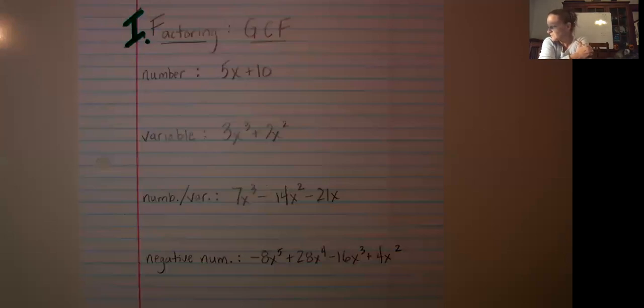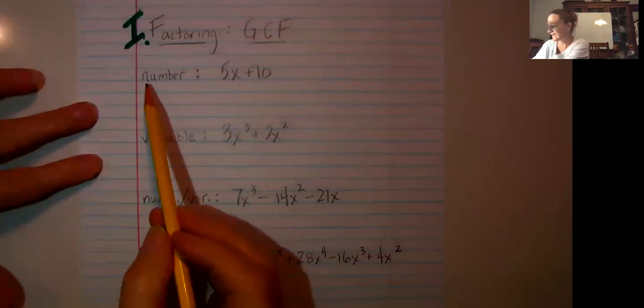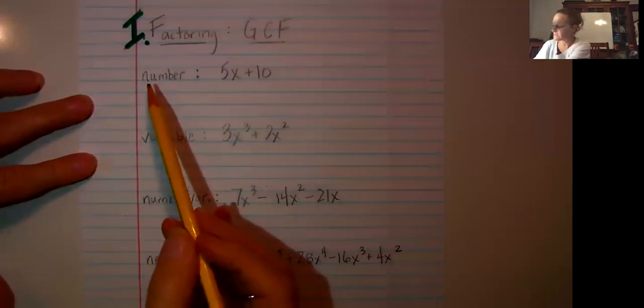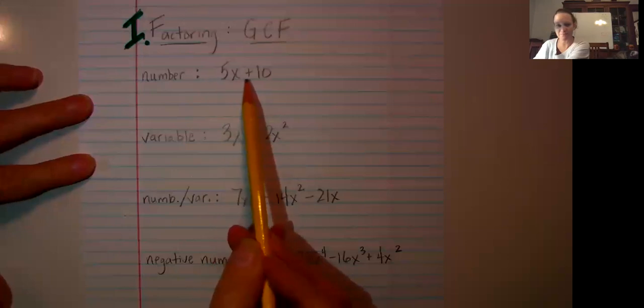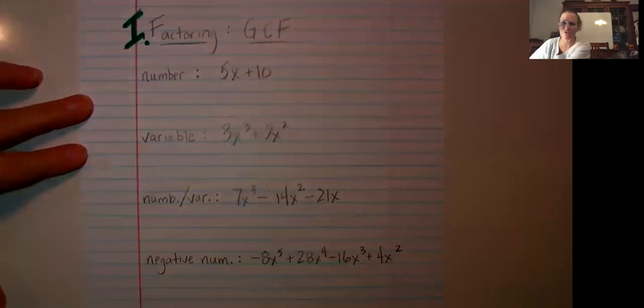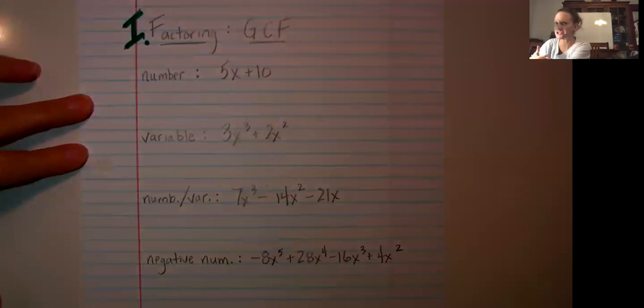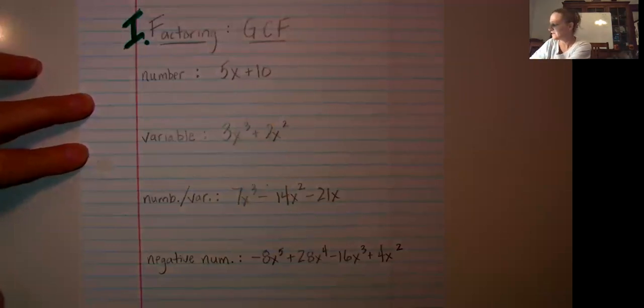What you want to look for in this type of factoring is something that they have in common in all the terms. I've got a couple different examples showing you different things to look for. The first example I have here, we're just going to look for a number that they have in common. I have an expression that says 5x plus 10. When you look at this expression and you're thinking of numbers, multiplication tables, division, what's a number that is a factor in both the 5 and the 10? What number can you divide into 5 and what number can you divide into 10? That's what you're thinking.